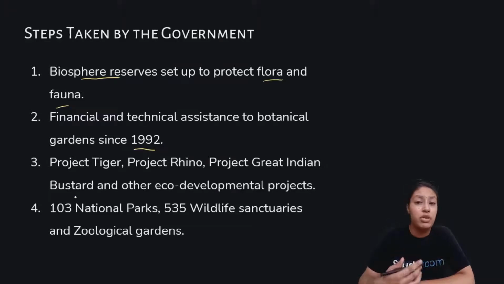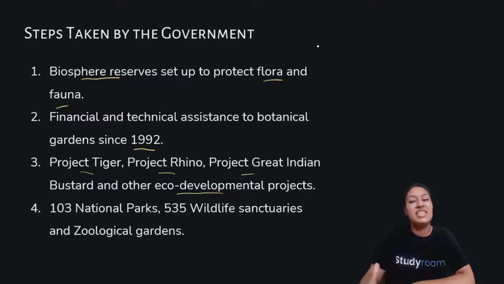Next, we have launched several projects to maintain and balance eco development. So there are eco developmental projects, which are Project Tiger, Project Rhino, Project Great Indian Bustard, and also Project Flamingo as well. Okay, so these were the projects that were put in place to protect these animals.